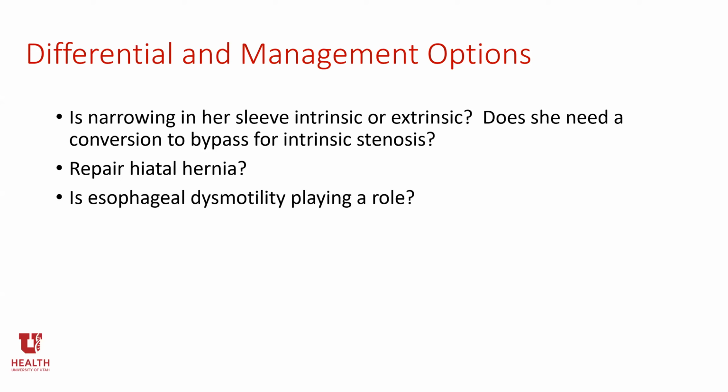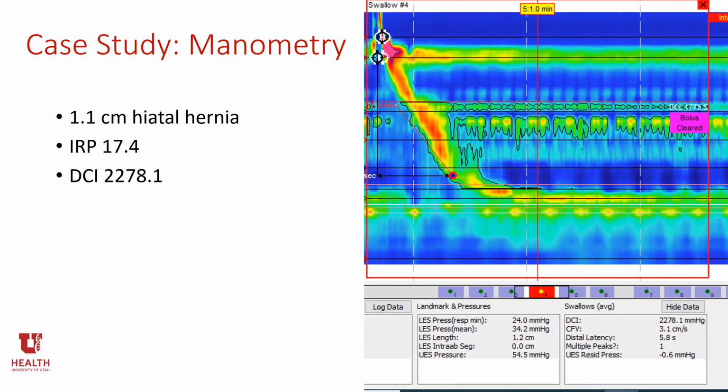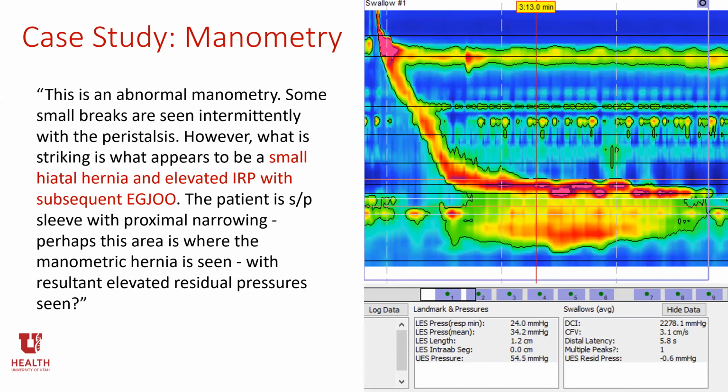She has rheumatoid arthritis, she has Sjogren's syndrome, maybe she's developing some other rheumatologic problem resulting in clearance issues with her esophagus. So to better sort this out, we got manometry, and demonstrated here, she's got about a 1 centimeter manometric measure of her hiatal hernia. Her IRP is a little bit elevated at 17.4, and her DCI is 2278. She's got intact peristalsis. And so our GI doc took a look at this as well and very astutely said, well, she's got EGJ outflow obstruction.